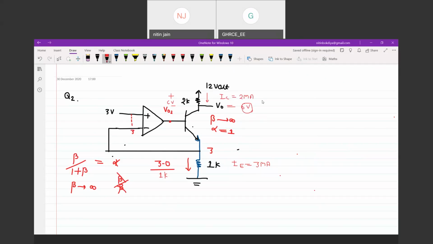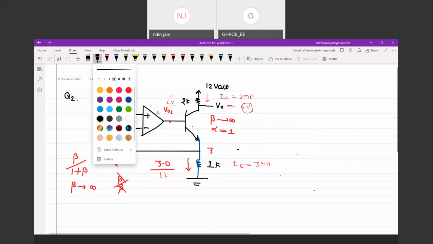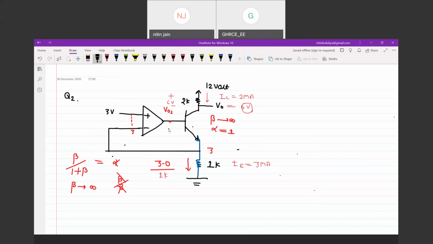And the base emitter junction potential drop is also 0.7 volt. So if this is 0.7 volt, VO1 is equivalent to 3.7 volt. So this is the idea for the op-amp's output and the output of the bipolar junction transistor.